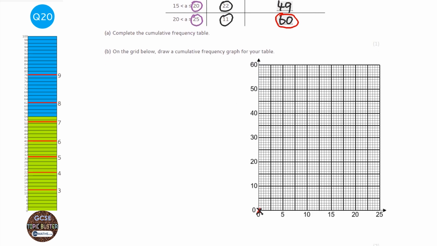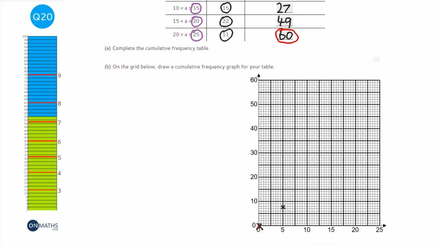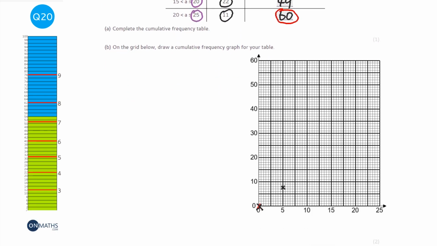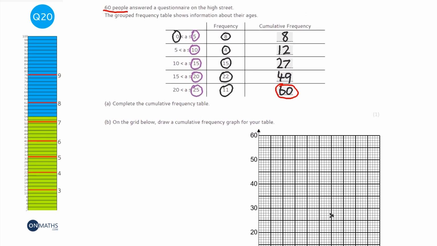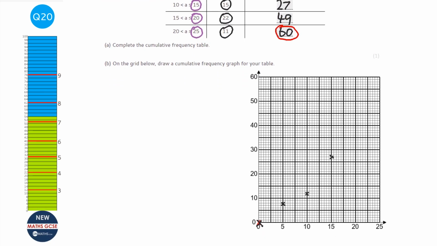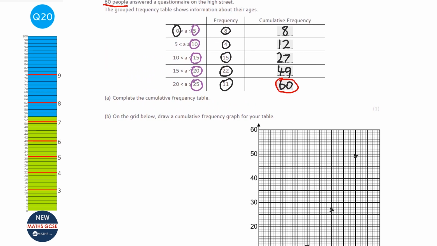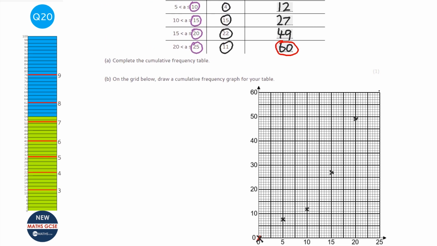So we've got 5, 8, so it's going to be 5 across and 8 up, which is slightly higher than this. We've got 10, 12, so 10 across and 12 up, just about there. Then we've got 15, 27, so 15 and then 27. Then we've got 20, 49, so 20, 49. And the last one is 25, 60. Now that's not completed yet. What you need to do is draw a curve going through that.